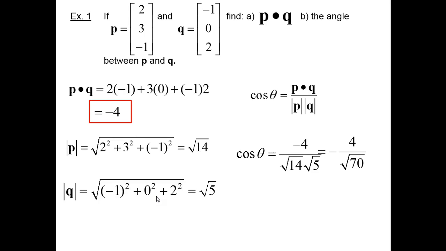Now think about what kind of angle this would result in. If cosine is a negative value, you think about in terms of your unit circle, that would put you in the second quadrant, which means theta has to be an obtuse angle. So anytime cosine results in a negative value, the angle between them has to be obtuse, and it is. We get 118.56 degrees.